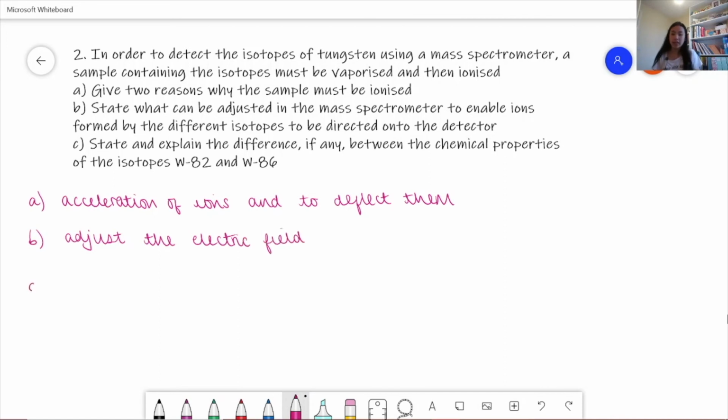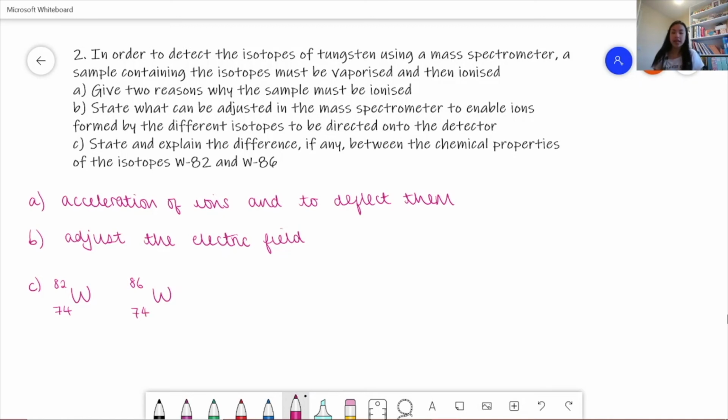And then for C, state and explain the difference, if any, between the chemical properties of the isotopes of tungsten 82 and tungsten 86. So if we first have a look at tungsten 82, 82 is its mass number, and in the periodic table, tungsten has an atomic number of 74. And then if we have a look at tungsten 86, this time the mass number is 86 and the proton number is exactly the same.